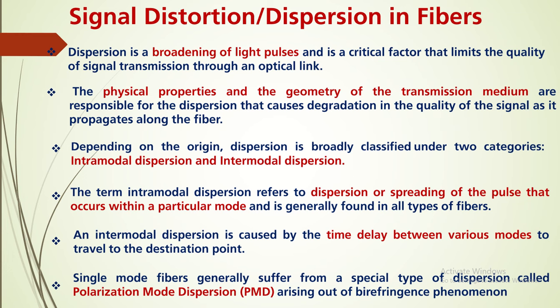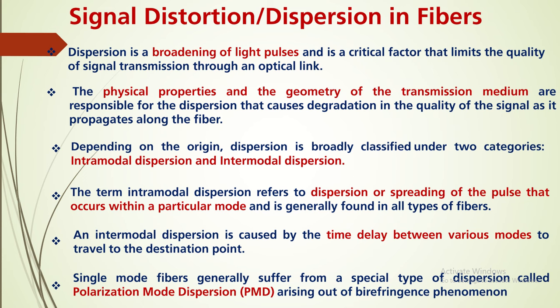So from this summary, you can understand what dispersion is. Dispersion commonly occurs due to the pulse broadening of light pulses, which affects the information carrying capacity of your fiber. The degradation is mainly caused by the physical properties and the geometric structure of your transmission medium. So there are two types of dispersion. Of course, there are three types, but in detail we are going to see intramodal dispersion and intermodal dispersion.